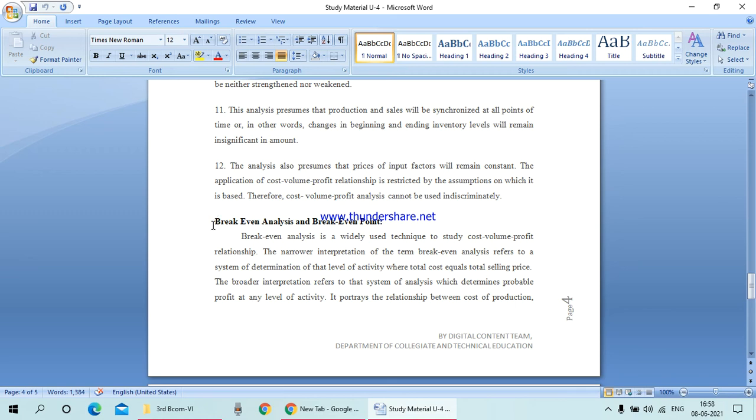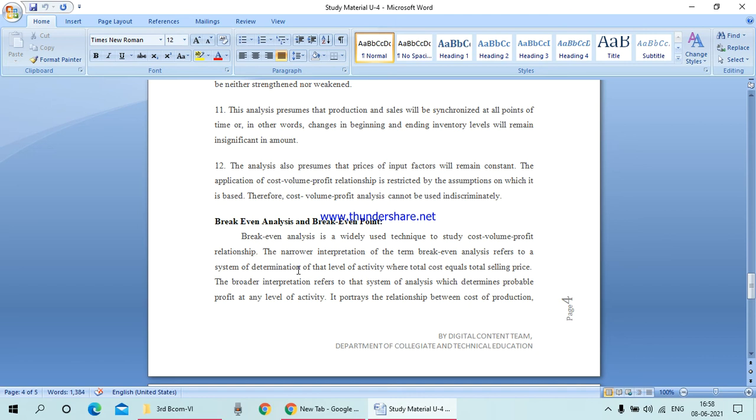Then another concept under this session is break-even analysis and break-even point. Break-even analysis is a widely used technique to study cost to volume profit relationship. To understand or study the cost to volume profit relationship, a tool or technique that is break-even analysis is used. The narrower interpretation of the term break-even analysis refers to a system of determination of that level of activity where total cost equals total selling price.